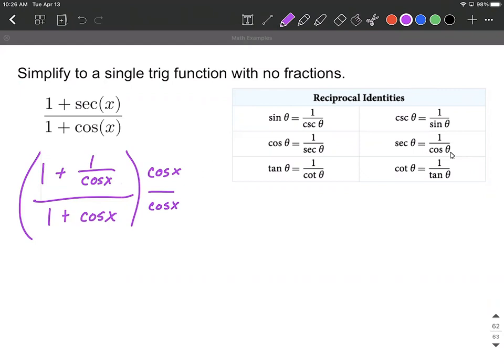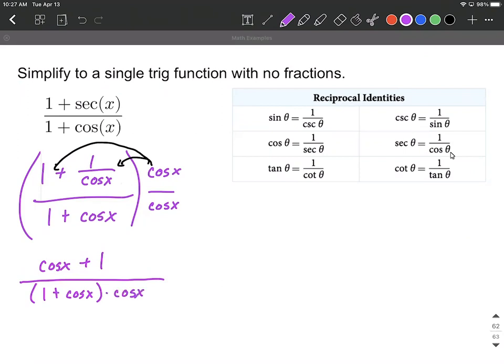In the numerator, we're going to go ahead and distribute and make sure that that gets multiplied by both of those, therefore eliminating our fraction. So that'll leave us with cosine of x plus 1. Now I'm going to delay distributing our denominator. I'm just going to write that as 1 plus cosine of x for the time being, multiplied by that additional copy of cosine of x from the outside.